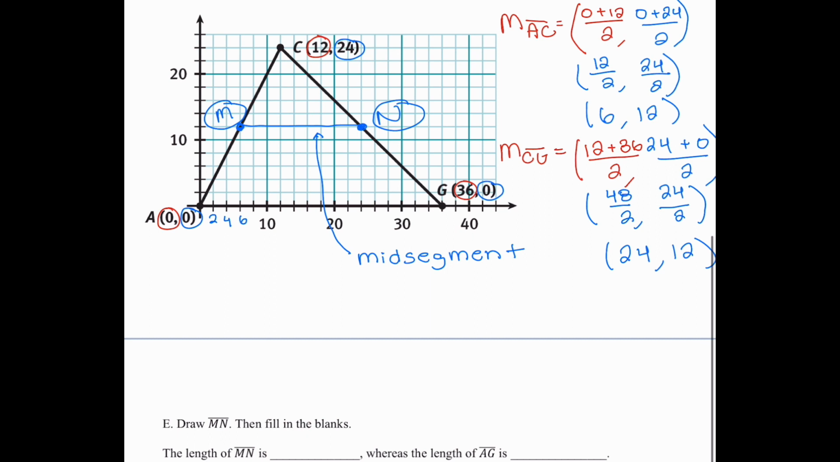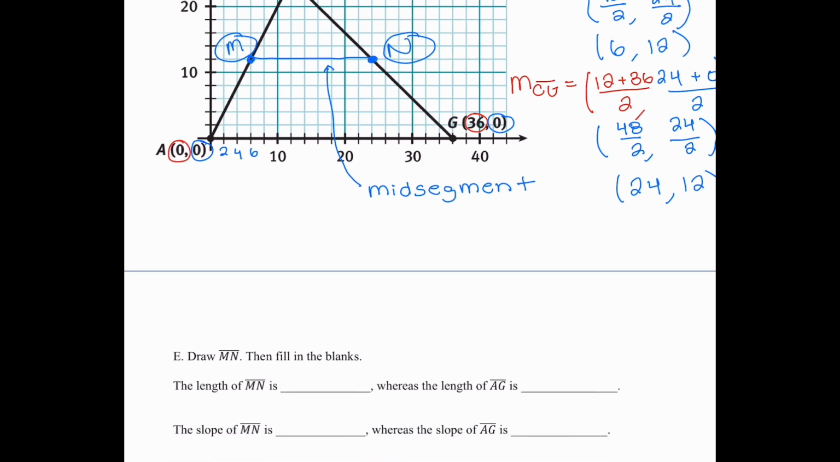So looking down at part E, it says the length of MN is, well, luckily since MN is flat, we can count the boxes. MN is 1, 2, 3, 4, 5, 6, 7, 8, 9. But since I'm counting by 2s, this is going to be 18 units. So once again, it's 9 boxes, but remember, each box is counting by 2s. So that is 18 units. And the length of AG, if I see between A and G, that is 36 units.